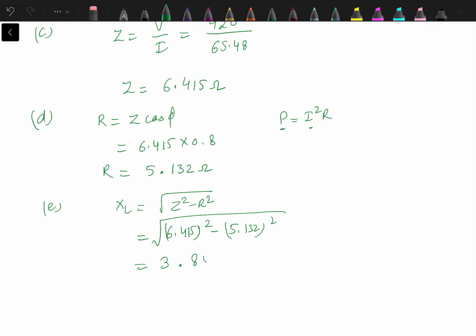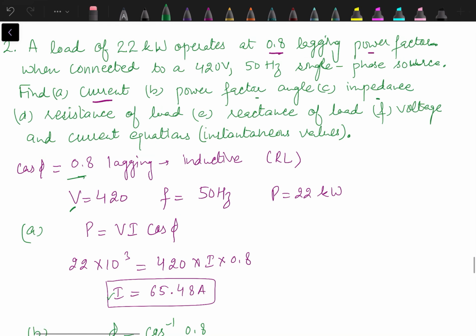XL as 3.85 ohm. You can also find out the value of XL as Z sin phi, 6.415 into sin phi. You will get over here 0.6 and you will get the same answer 3.85. So you have different choices, so you can find it either way. Then the next part is we have to find out the voltage and current equation in the form of instantaneous values.